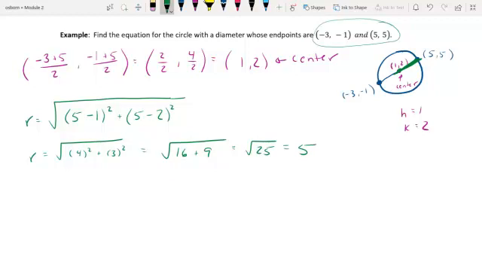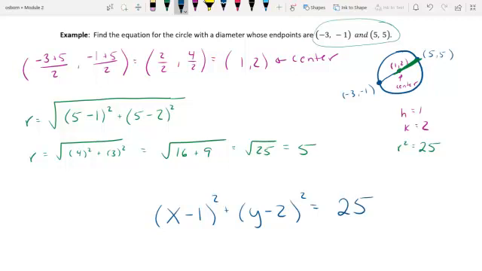Now, keep in mind, we really are looking more for what r squared is. So if r is equal to 5, then r squared would be 25. At this point, we can write the equation of my circle. We've got x minus h, so x minus 1 squared, plus y minus k, y minus 2 squared, is equal to r squared, which is the 25.